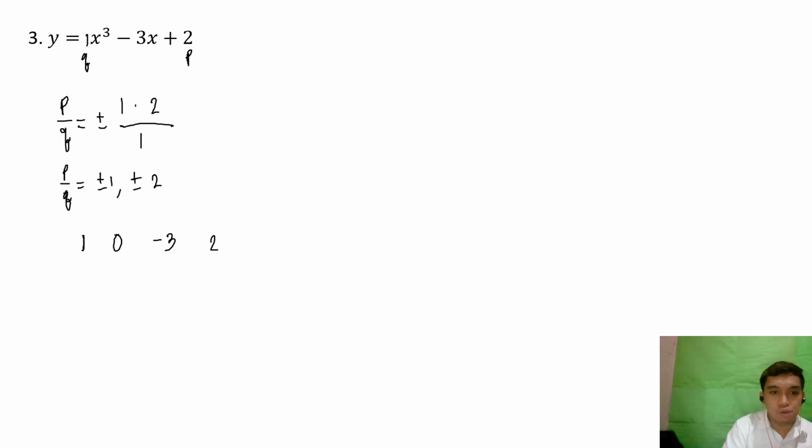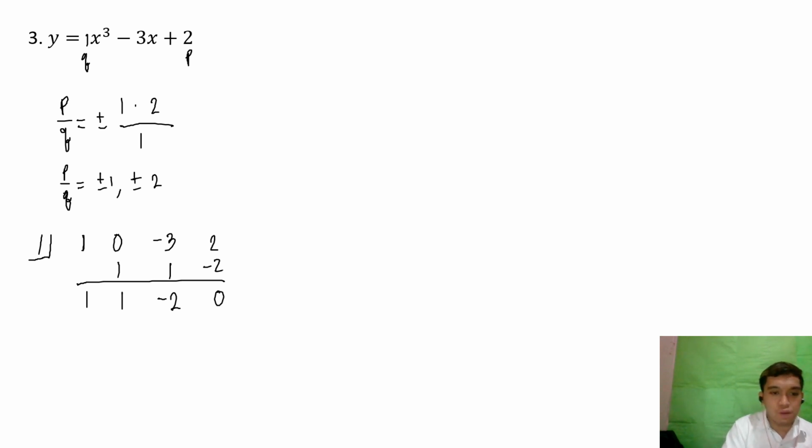Okay, so gamitin natin yung 1 na root natin, na possible root natin. So, gamitin natin yung 1. Tingnan natin kung real root ba siya. So, bring down 1. 1 times 1 is 1. 0 plus 1 is 1. 1 times 1 is 1. Then negative 3. Negative 3 plus 1 is negative 2. Then negative 2 times 1 is negative 2 and that is 0.